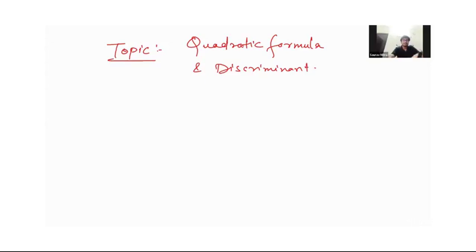Today's topic for the session is the quadratic formula and discriminant from your chapter, quadratic equation. So let's start the session. Let's first understand the quadratic formula.